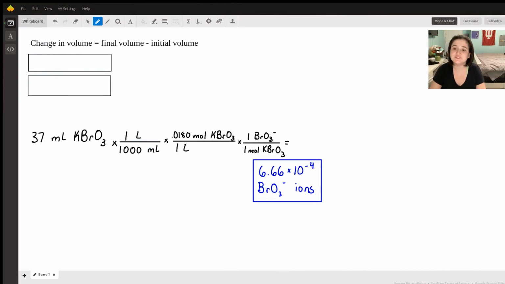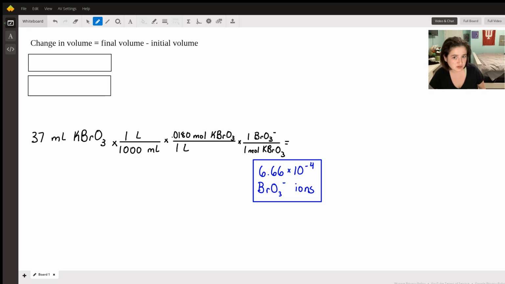Hi Ria, so I'm going to answer your question of how many moles of bromate ions are used in this solution where the initial volume is 0 milliliters, final readings are at 37 milliliters, and you said the concentration for the solution is 0.0180 molar for, you said krypton bromate, but I think you meant potassium bromate.